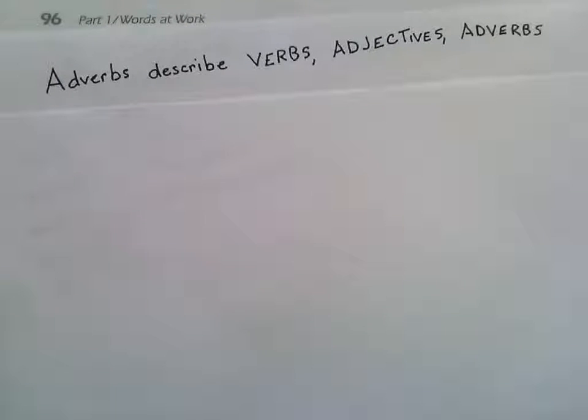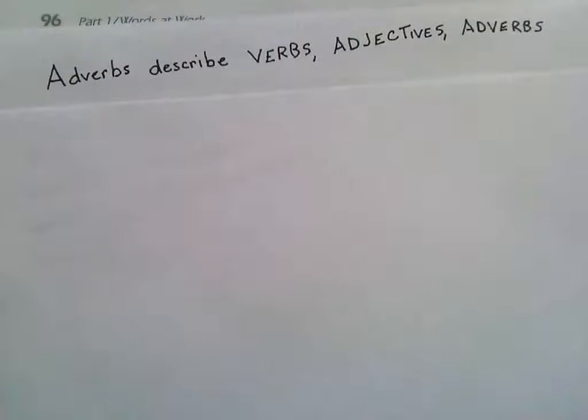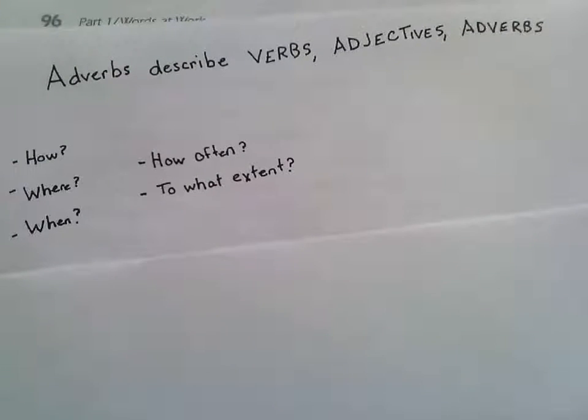Next, I want you to think of the 5 adverb questions. So hit pause. See if you can name out the 5 adverb questions. When you're done, hit play again. Okay, so you should have reviewed the 5 questions. You should have remembered that they are how, where, when, how often, or to what extent.